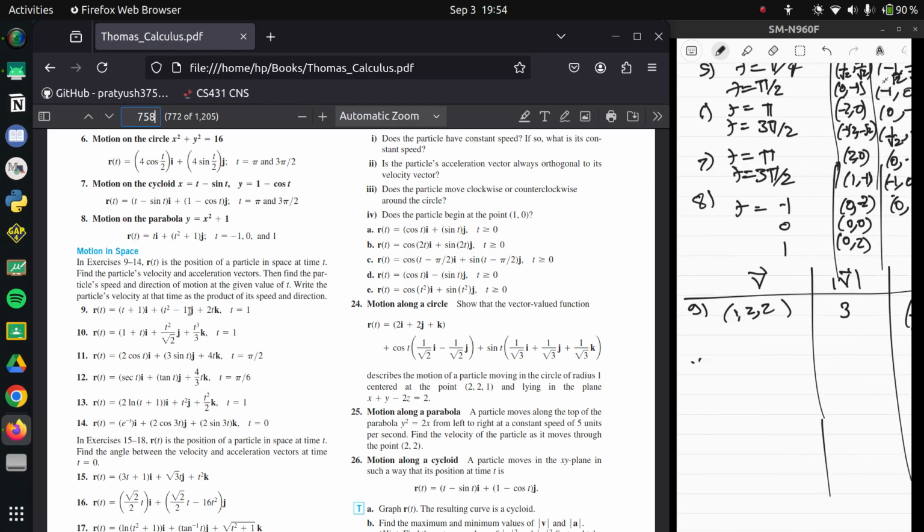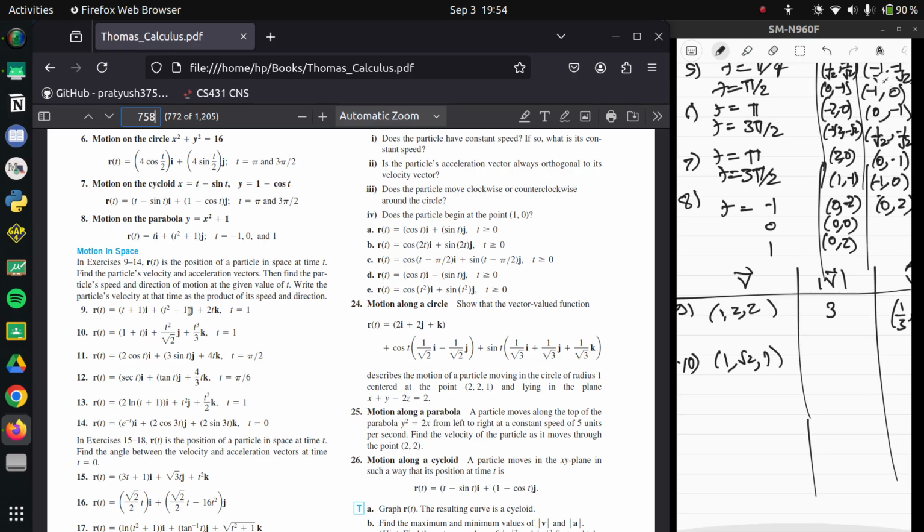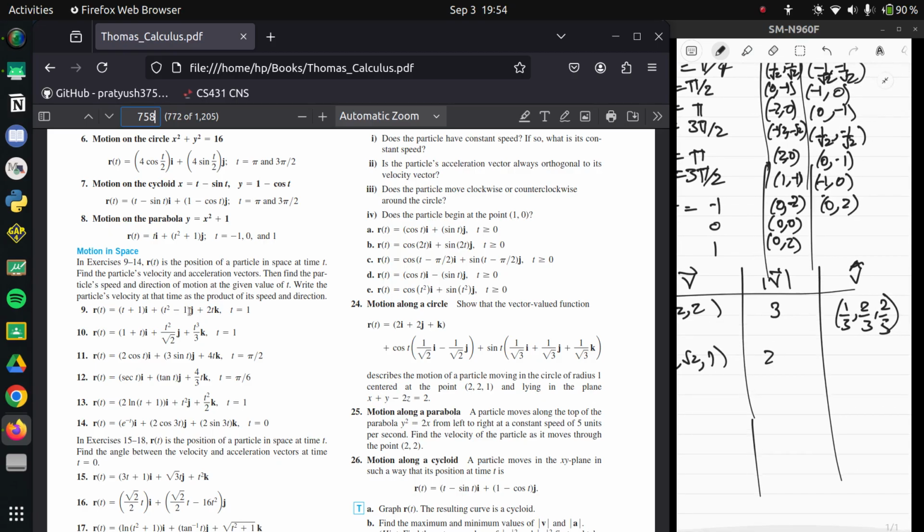Next, 10th is this stuff. Consecutive derivatives like 1, 1, 2, t, 1 comma square root t, equal to what? Pi by 2. So, okay, t equal to 1, sorry. So it's just like what? 1, square root 2, and 1. Yes, 1, square root 2, and 1. Sure, 1 by 2. This is like 1 by 2, 1 by square root of 2, 1 by 2.